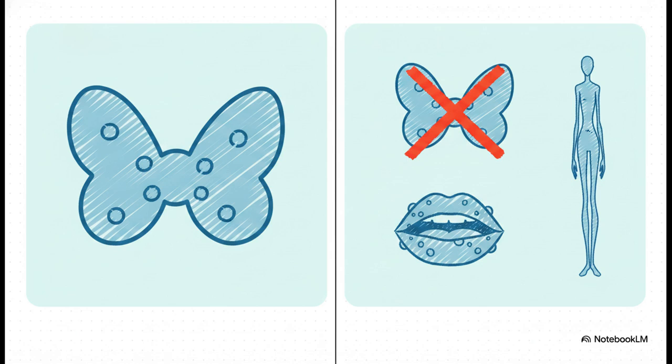MEN2A features hyperparathyroidism in about 20 to 25% of cases. MEN2B, on the other hand, does not have hyperparathyroidism. Instead, MEN2B presents with mucosal neuromas on the lips and tongue, alongside a tall, lanky, marfanoid body habitus. If you see a marfanoid patient with thyroid cancer in a question stem, boom, you instantly click MEN2B and move on.